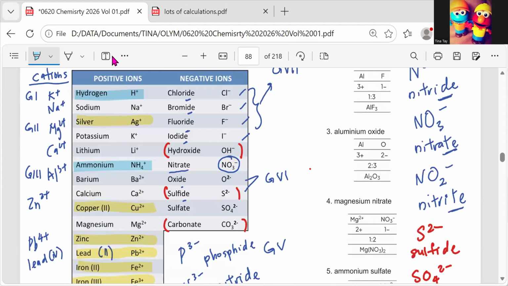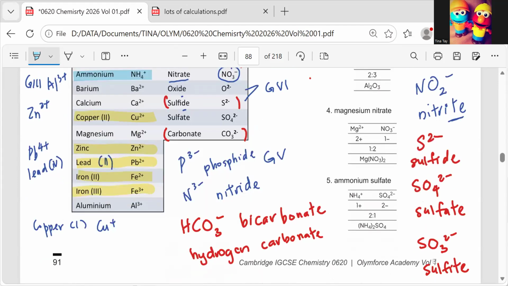Now, what do all of these have in common? Whether they are positive or negative, they are ions. Correct? Whether positive or negative, they are all ions. So they form ionic compounds.